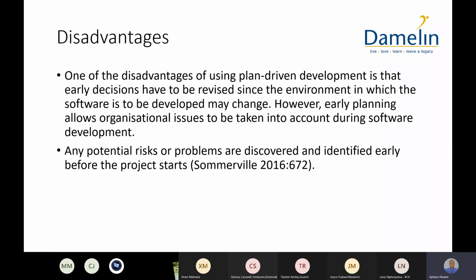One of the disadvantages of using plan-driven development is that early decisions have to be revised since the environment in which the software is to be developed may change. However, early planning allows organizational issues to be taken into account during the software development. So when you're using the plan-driven approach, you will spend so much time on the planning, and the reason for that is we need to get it correct 100%. Because once we move away from that planning, we're no longer going back to the planning. So that's one disadvantage of it. We spend too much time on the formalities.